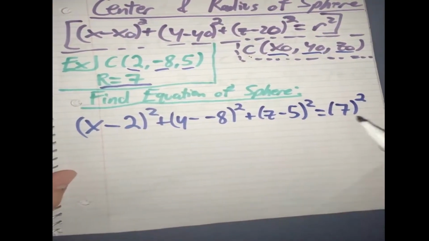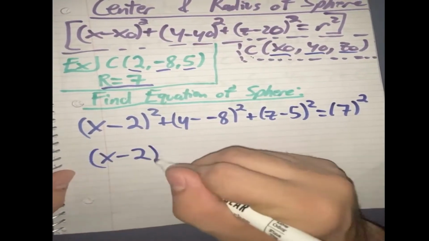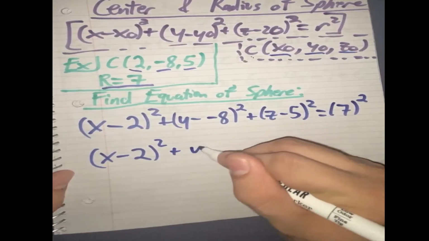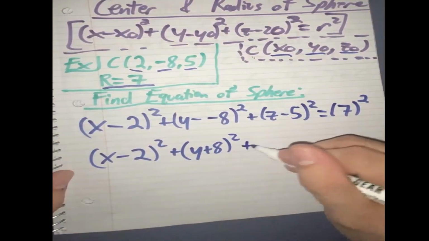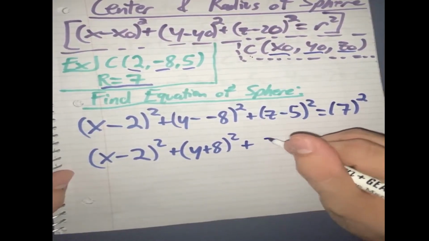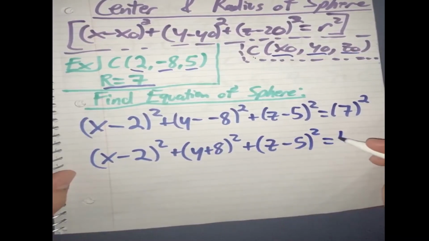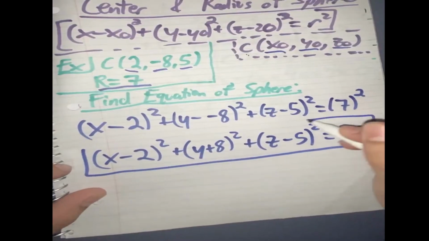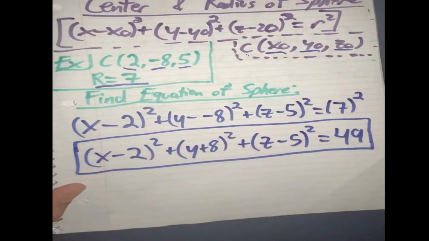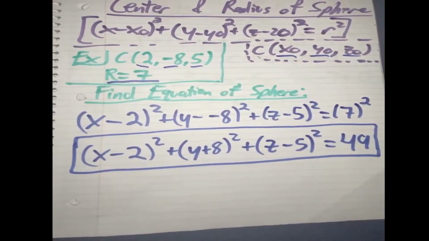So then the next step is to just simplify this. Simplify these minus signs, simplify this number. So we get x minus 2 squared plus y plus 8 squared plus z minus 5 squared is equal to 49. And that's how you find the equation of a sphere given its center and its radius. So yeah, it's literally that easy.